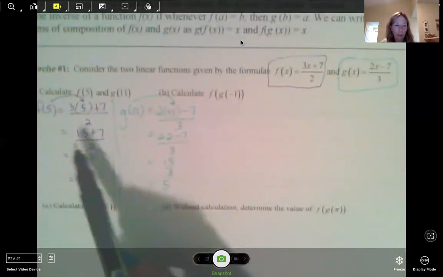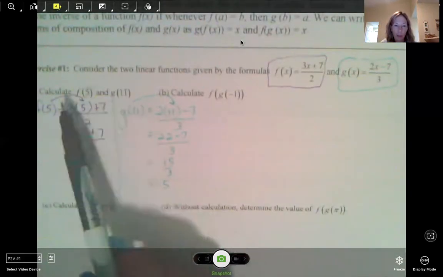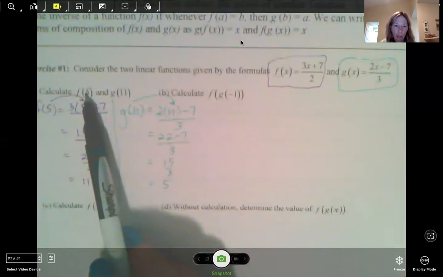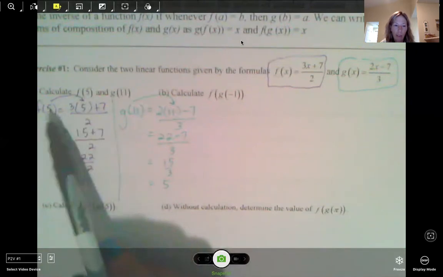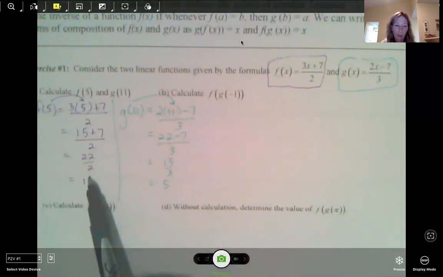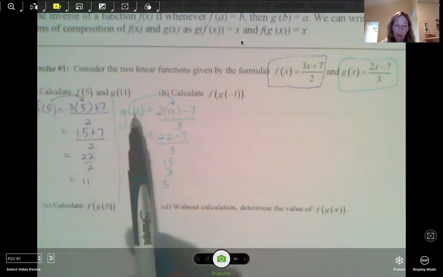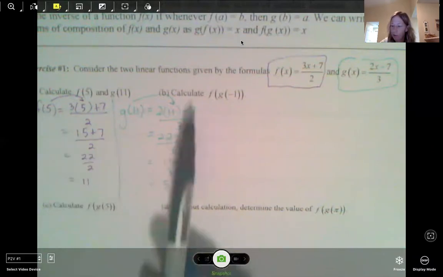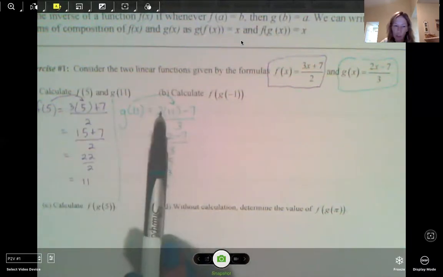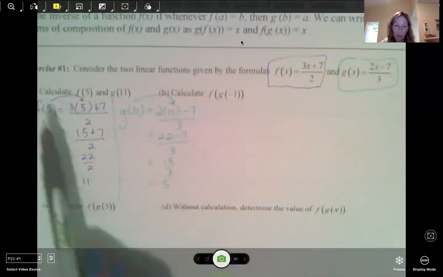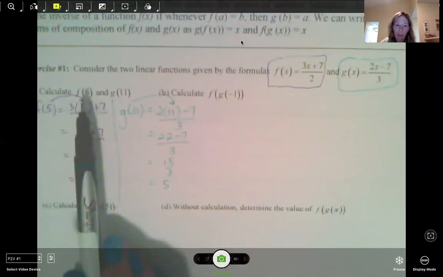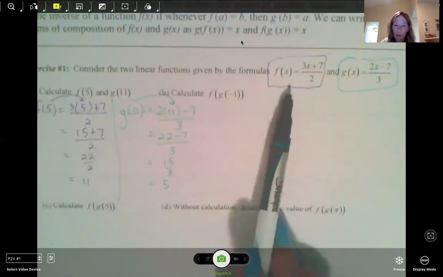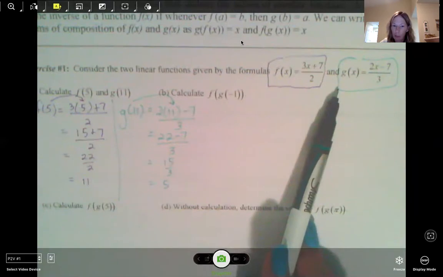So while they asked us to do these separately, basically what these are showing is that if we start with an input value of 5, we get an output of 11. When we put that output value into our other function and it brings us right back to our original input value, basically this function g is just undoing everything we did in f. So these two functions we would consider to be inverses of each other.